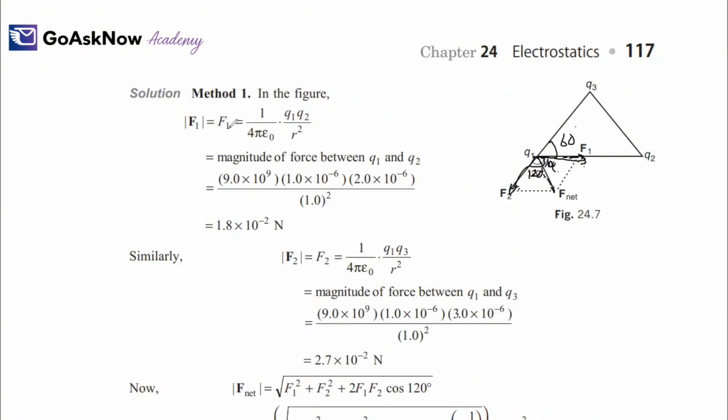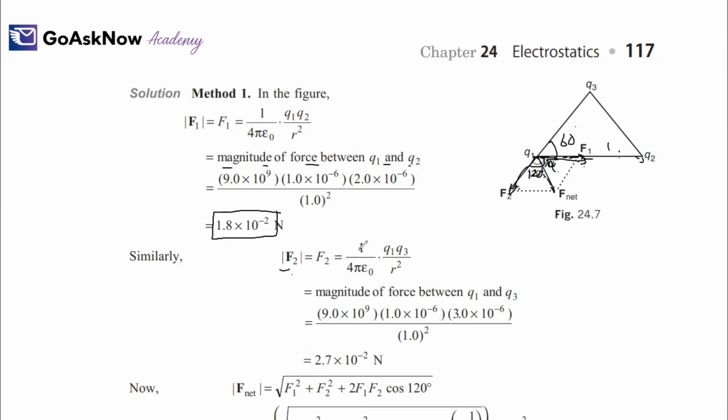Here F1 magnitude is what? K Q1 Q2 by R squared. So the magnitude of the force between Q1 and Q2 will be 9 into 10 to the power 9, times 1 into 10 to the power minus 6, times 2 into 10 to the power minus 6, upon 1 squared. The distance between them is 1 meter, so 1 squared. So the magnitude is coming out to be 1.8 into 10 to the power minus 2 newtons.